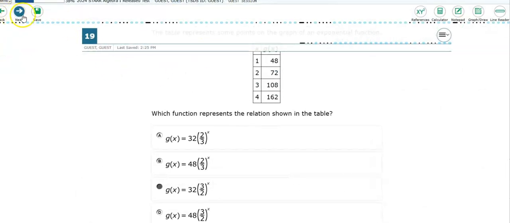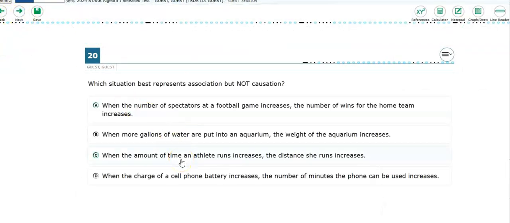All right, let's see what that is. Here is the silly causation question. This is something I'm going to teach briefly on the date of April 7th. Which situation best represents association but not causation? There's like zero math in this, and I'm not even sure why they care about this.